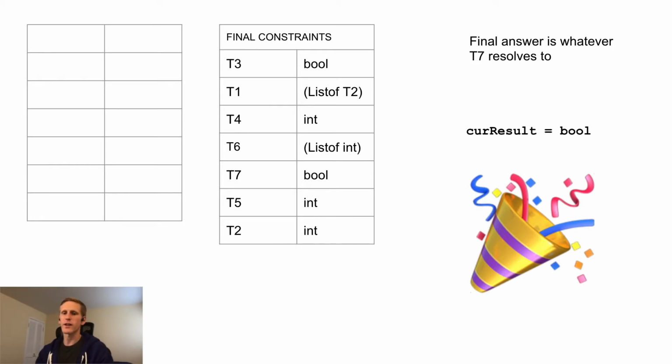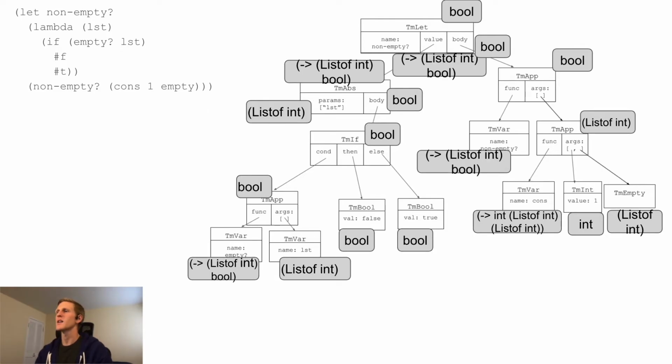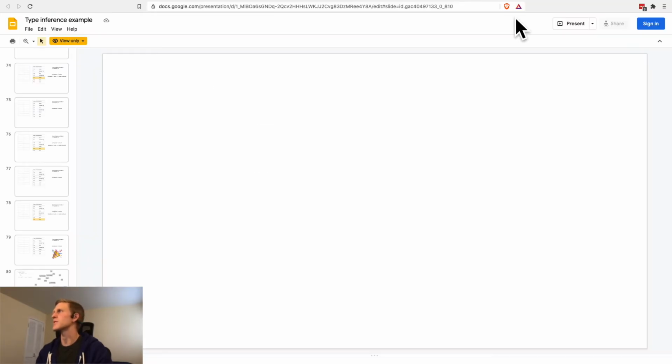And so our final answer is that T7 has resolved to type Boolean, and we say that our overall program is Boolean, which is in fact the case, because we call non-empty with a non-empty list, we're going to get back a Boolean. So this was our original AST, and everything has been replaced. I've just replaced those T1 through T7, and our final root node answer is Boolean.